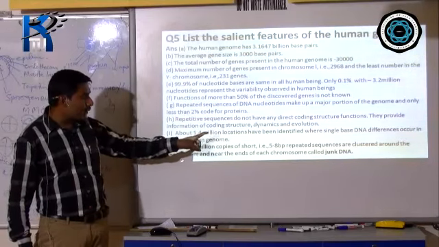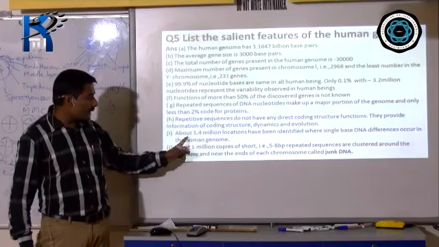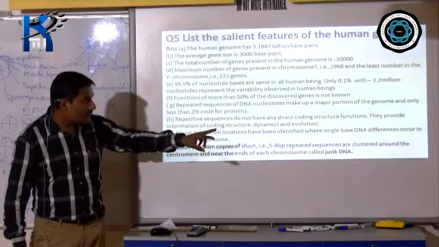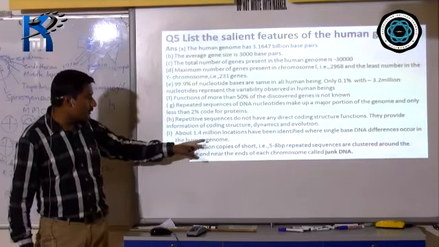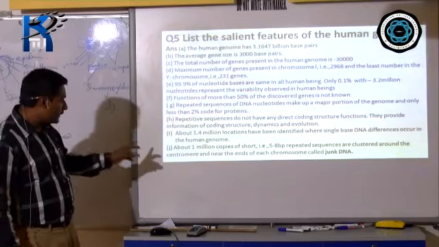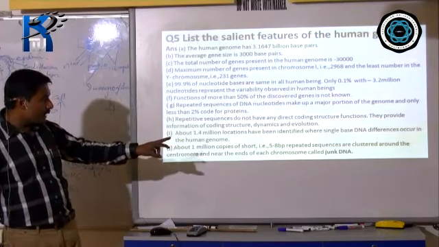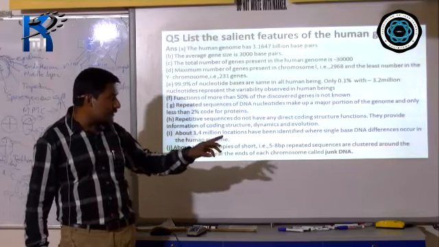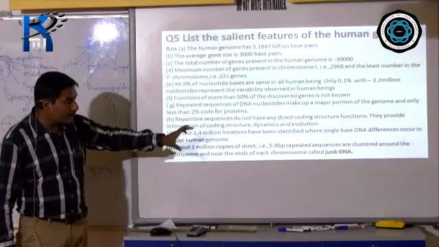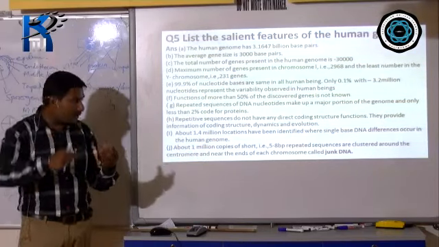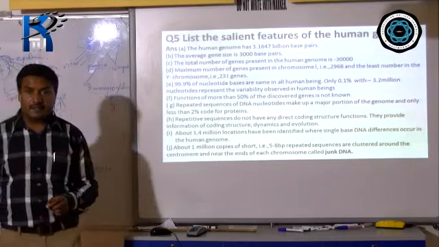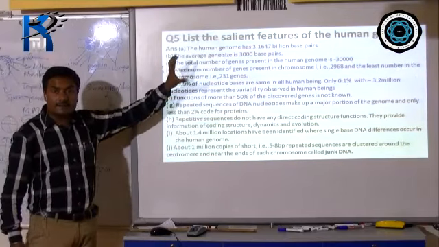About 1.4 million locations have been identified where single base DNA differences occur in the human genome. How many? 1.4 million locations of the gene have been identified. About 1 million copies of short 5 to 8 base pair repeated sequences are clustered around the centromere and near the end of each chromosome, which you call junk DNA.